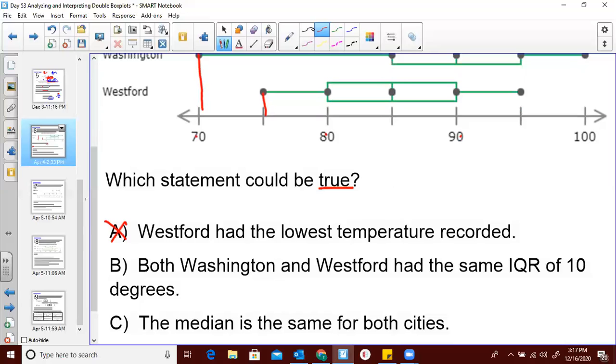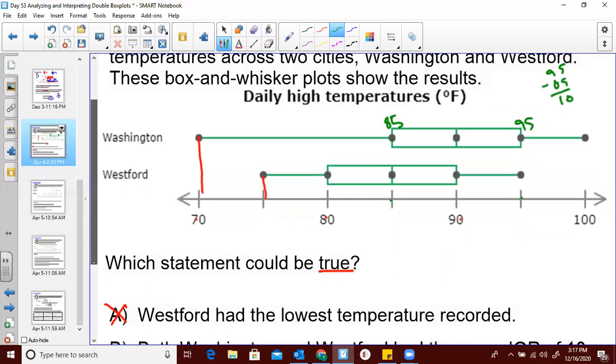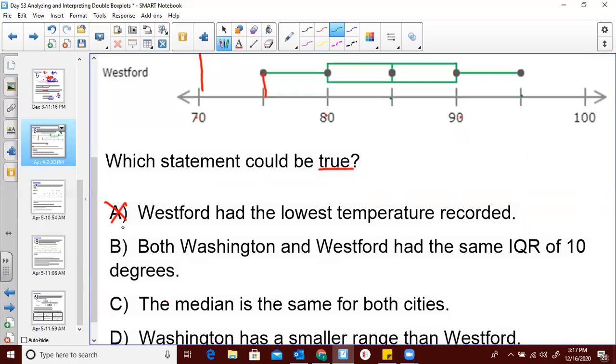All right, let's switch up colors here. Both Washington and Westford have the same IQR of 10 degrees. Well, we remember that our IQR is Q3 minus Q1. So let's do it for Washington first. It looks like about 95 here and 85 here. So 95 minus 85 gives us 10. So we know that Washington is 10.